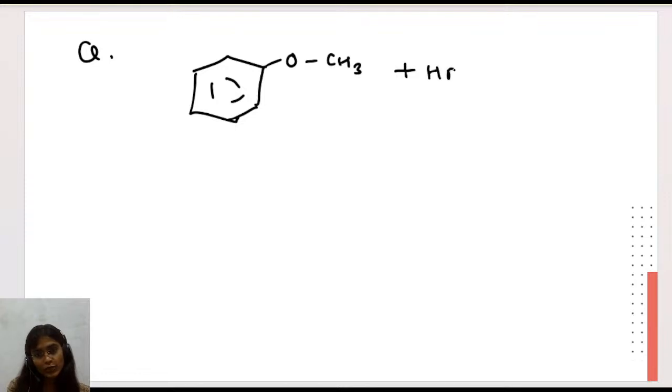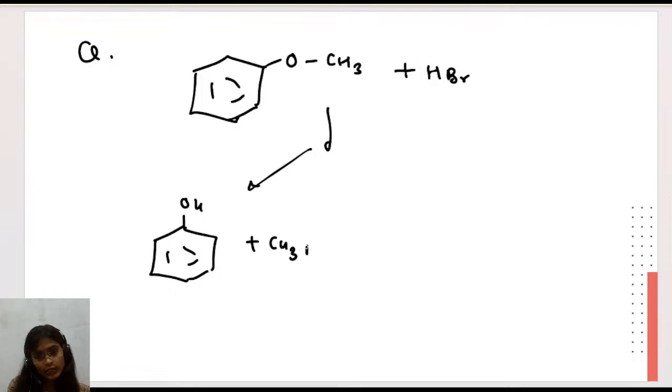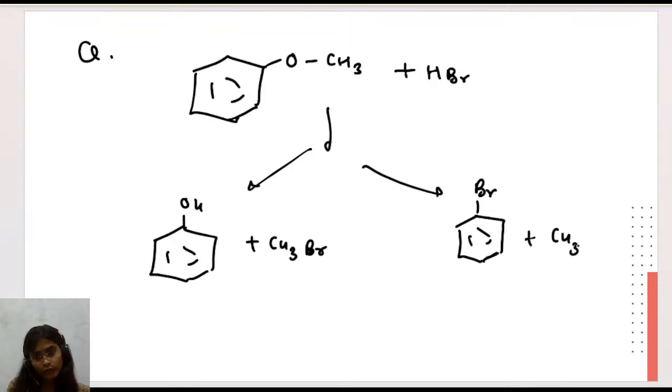If I'm using HBr, you have to identify the major product, like which option is correct, simple. So condition number one: OH, CH3Br. Condition number two. Yes please, A or B. Which one is the correct answer here?